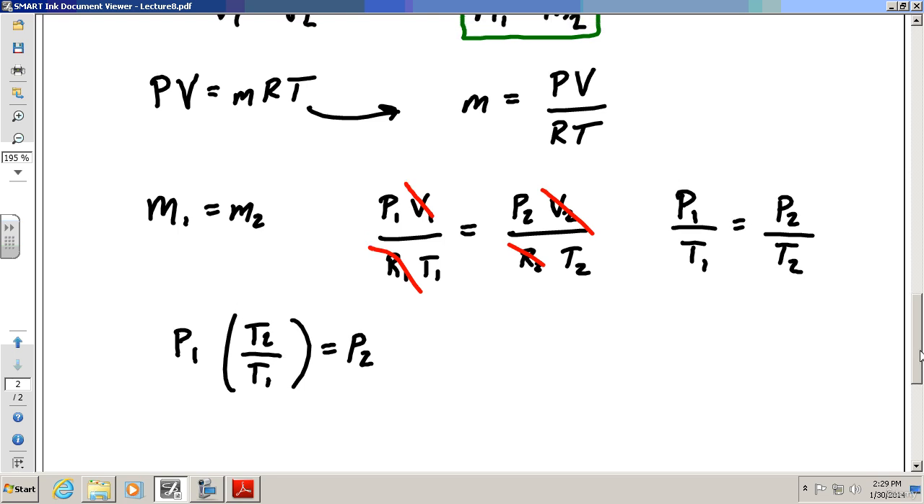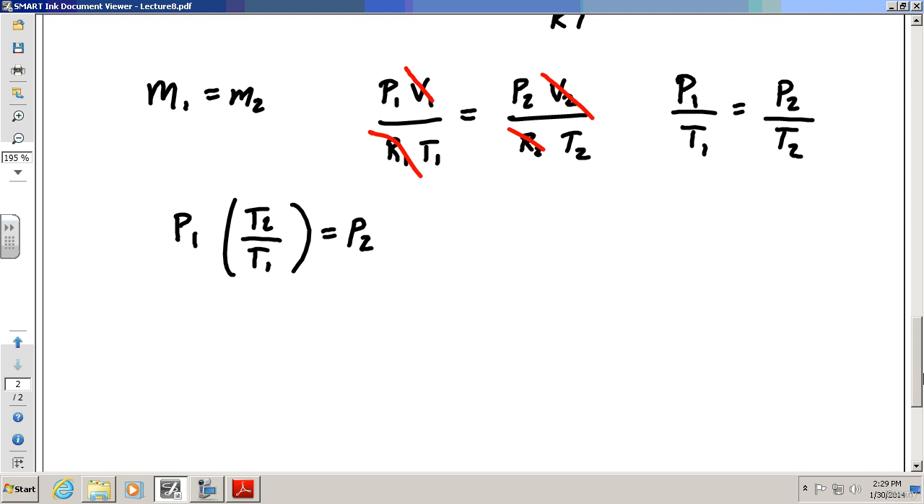So now let's fill in the numbers. And be careful with the units. With the pressure, our initial pressure is 30 psi, so nothing wrong with writing 30 psi right there. Okay, now my temperatures.